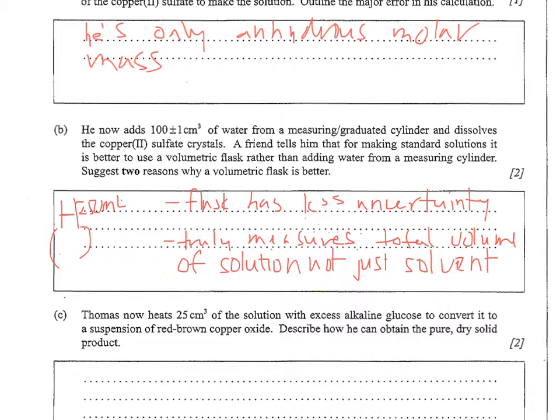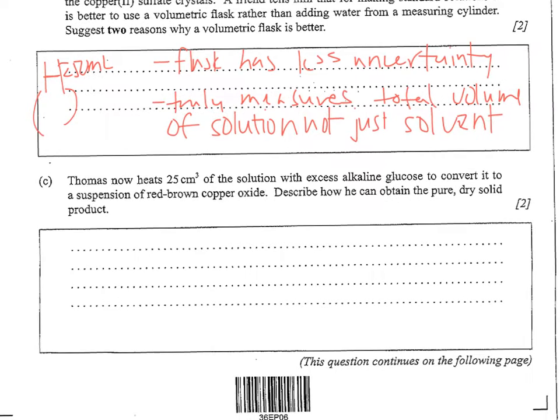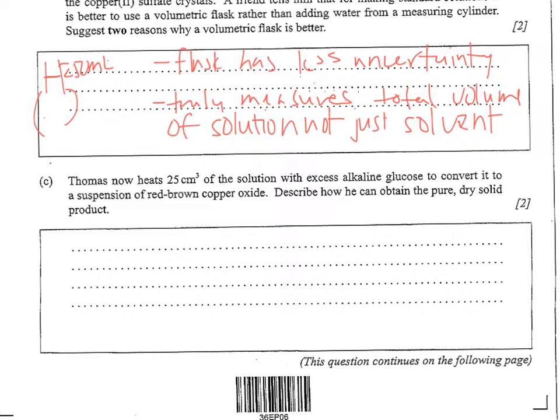Part C says Thomas now heats 25 centimeters cubed of the solution with the excess alkaline glucose to convert it to a suspension of red-brown copper oxide. Describe how he can obtain the pure, dry, solid product. Well, he's going to need to do a couple things. Assuming that all of his reactant hasn't reacted, he needs to do some separating and then drying out of it. So first of all, he could filter or centrifuge to separate the solid. So it's going to separate his solid from his solution.